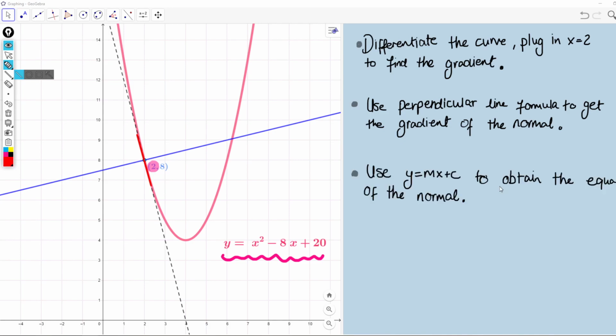Now, I will be going through the process step by step, but if you are feeling confident, you might want to pause the video now and give it all a try. I'm just going to pop the answers in for each part right now, just so you know what should happen as you go through it. So if you differentiate the curve, we should get -4 from the first bit. We should get a gradient of 1/4 when we use the perpendicular line formula. And then finally, when we use the straight line formula, we'll get the equation y equals 1/4 x plus 7.5, which is 15/2. So that's what should happen.